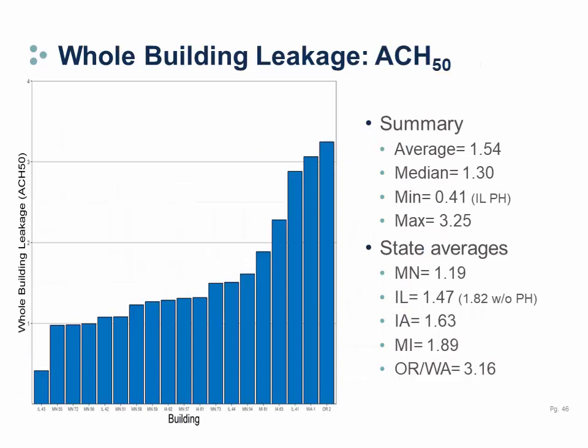This bar graph shows the same ACH 50 results. Notice most of our buildings fell between 1 and 2 air changes per hour, with a few outliers, the passive house, and our leakier buildings out in Washington and Oregon.